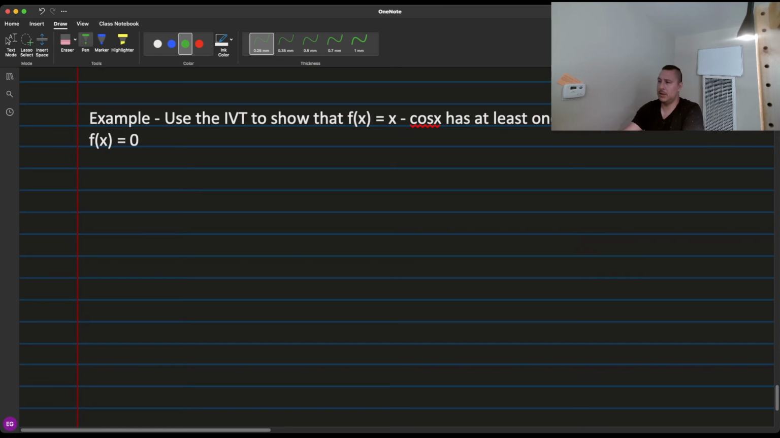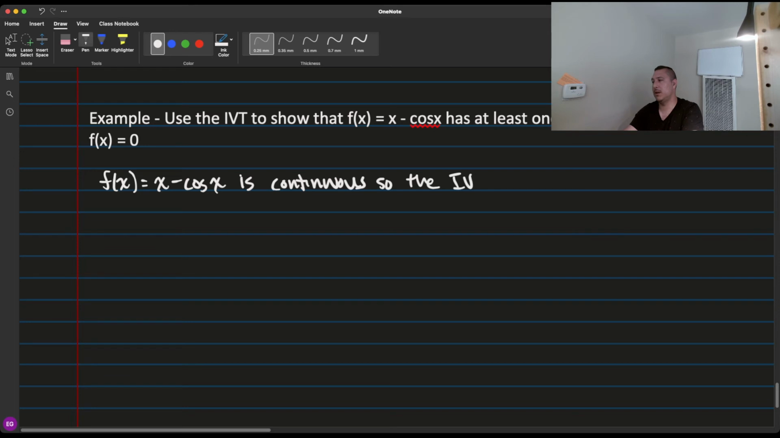Okay, so f of x equals x minus cosine x is continuous. So the intermediate value theorem applies. If you wanted to, you can graph it. There are some other methods I'll show you eventually that you can use to show that it's continuous. But for now, let's just say it's continuous.